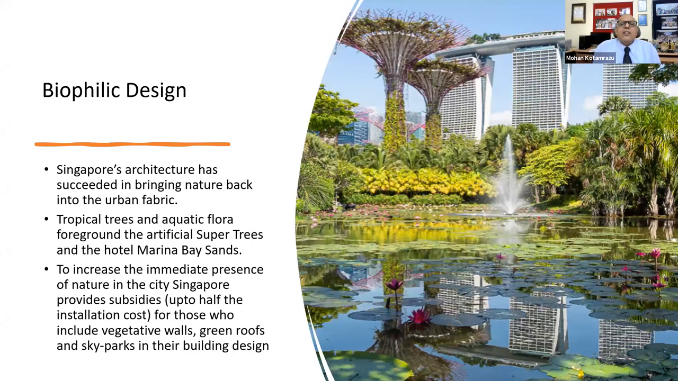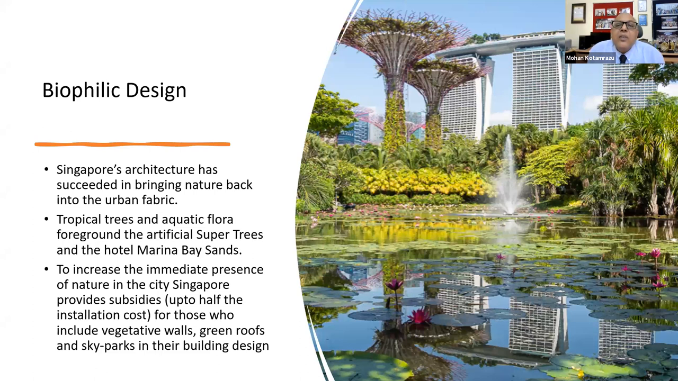Now see, one of the good examples that's happening with respect to biophilic design is in Singapore, where Singapore architects have succeeded in bringing nature back into the urban fabric. So right-hand side, you can see this. This is actually the Gardens by the Bay. It's a huge enclosure where all tropical garden plants from around the world are kept, and the entire environment is air-conditioned. And you can check up on the net. That's called Gardens by the Bay.